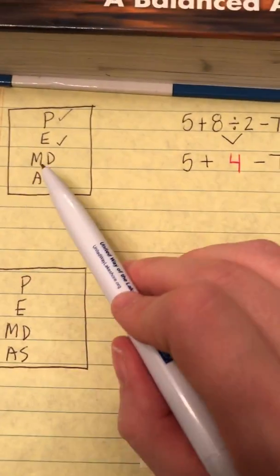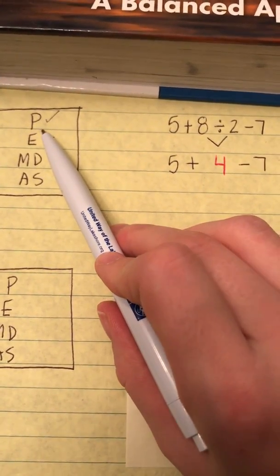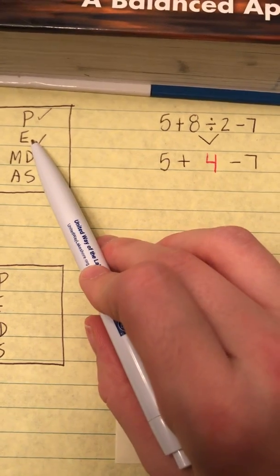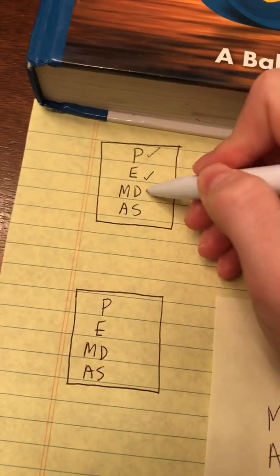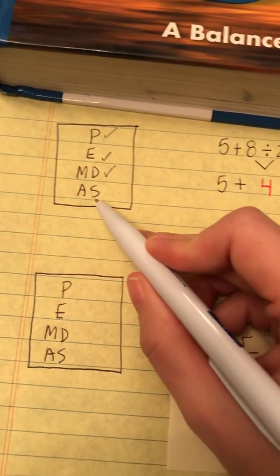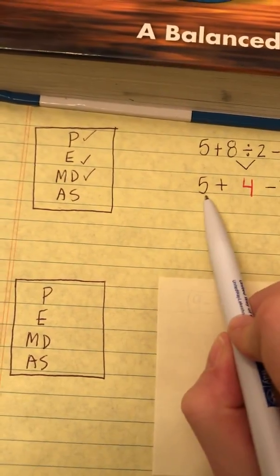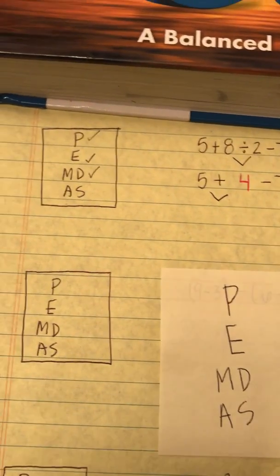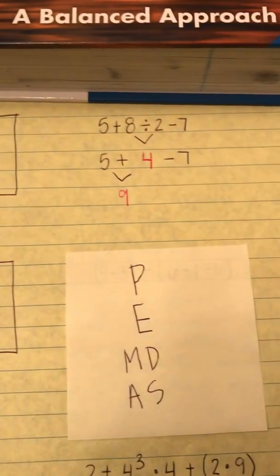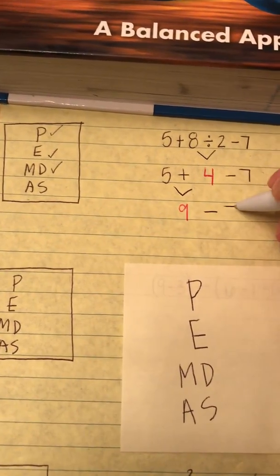Now I'm going to go back through, and technically I could start all the way back at the top. I don't have any parentheses, I don't have any exponents, I don't have any multiplication or division anymore, so now I'm down to addition and subtraction. And I'm going to do this from left to right. Left, here's an addition sign. 5 plus 4 is 9. I didn't use the subtraction, and I didn't use the 7.